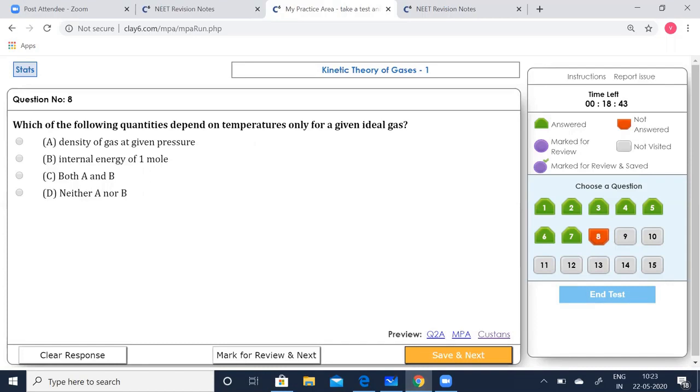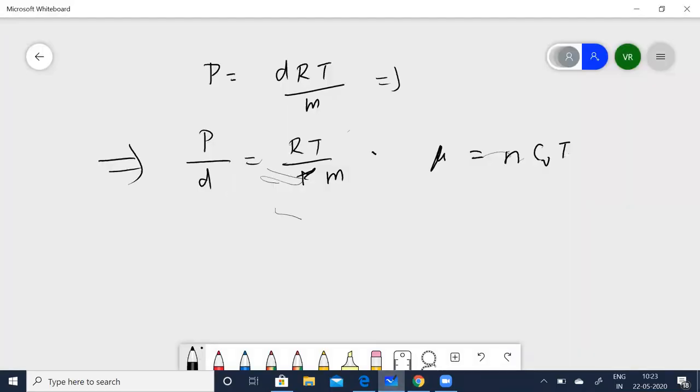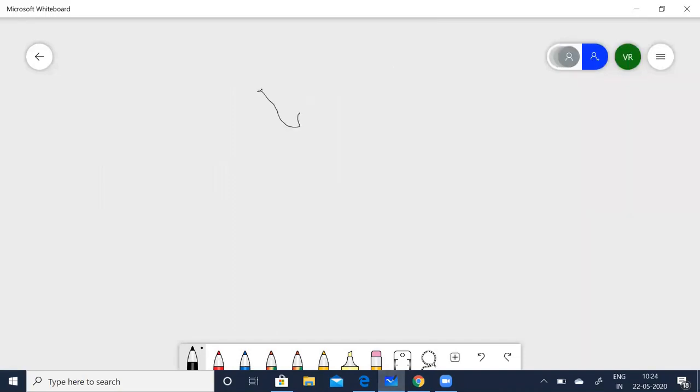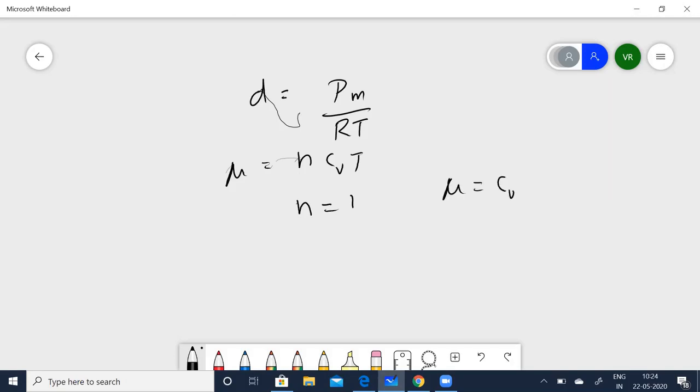Which of the following quantities depend on temperature only for a given ideal gas? Density of a gas at given pressure, internal energy of 1 mole, both A and B, or neither of them. Now look at this: D is equal to PM by RT. At a given pressure, you can see that density varies only with temperature. Also, you know that U is equal to nCvT. Suppose n is equal to 1, then U is equal to Cv into T.